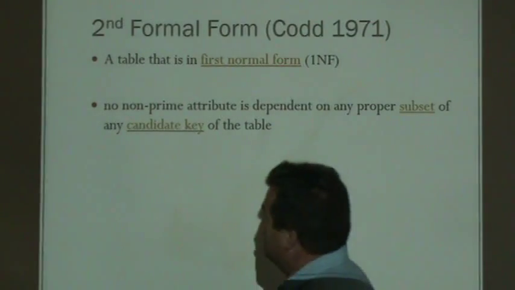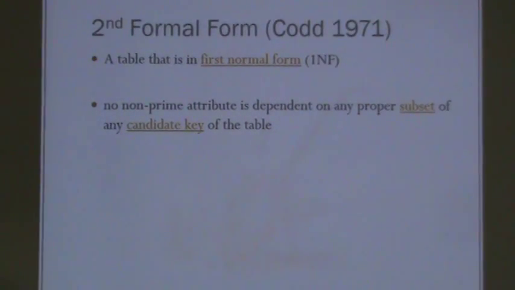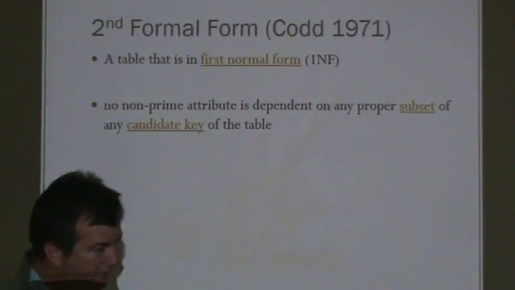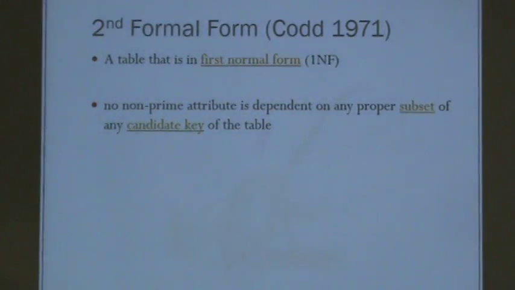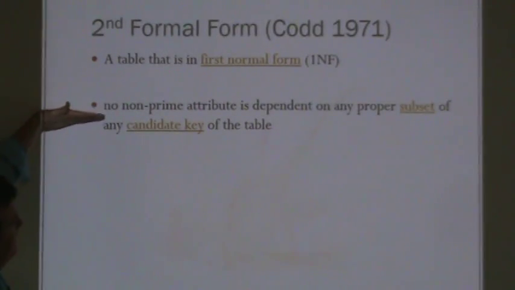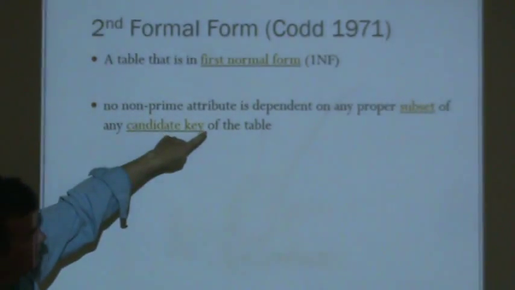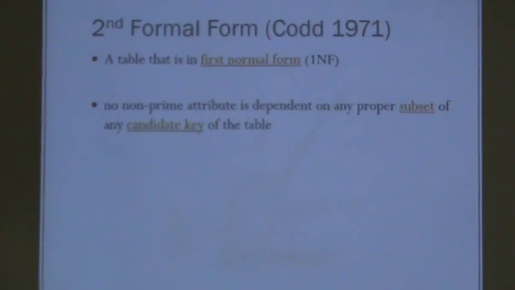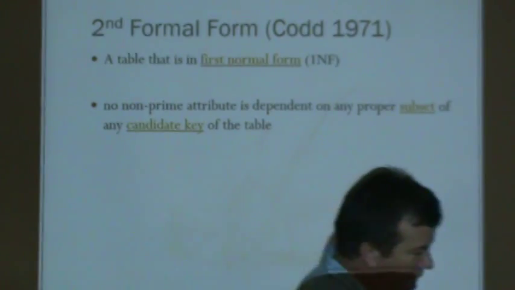In order to be in second normal form, and like I say, this is progressive, you have to be in first normal form plus meet an additional condition. So the additional condition would be, first of all, we have to be in first normal form, and then no non-prime attribute, which we said is an attribute that doesn't contribute to any candidate key, no non-prime attribute can be a proper subset of any candidate key in the table.